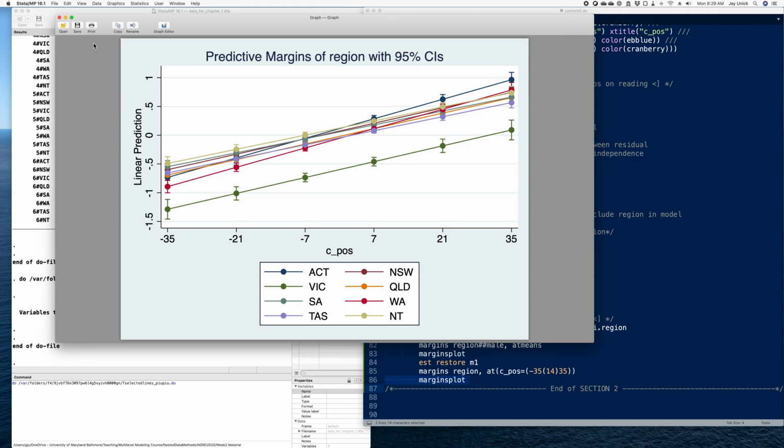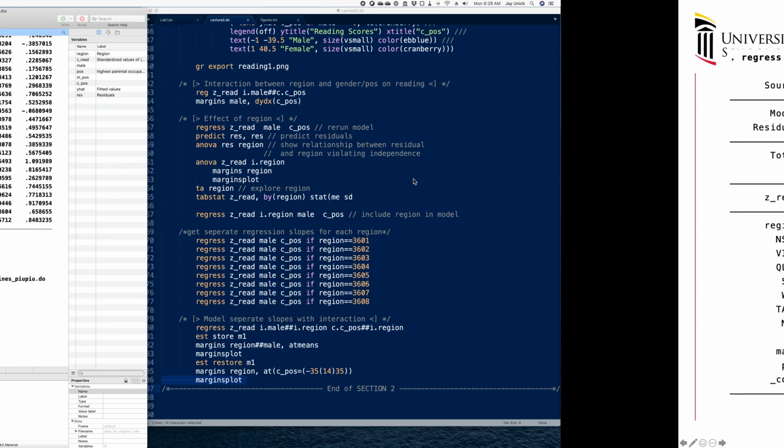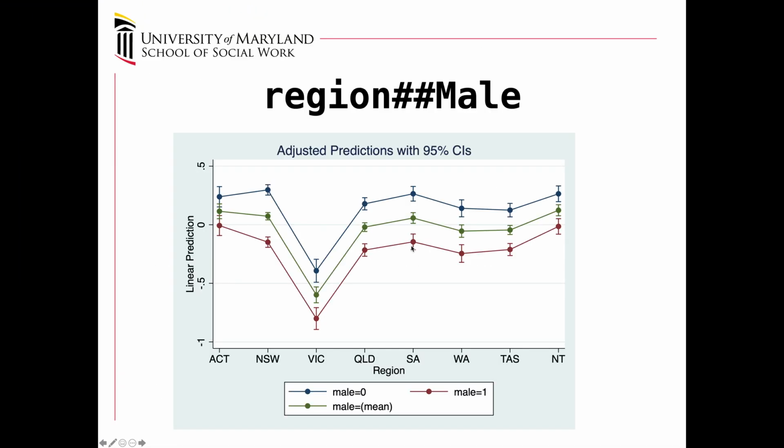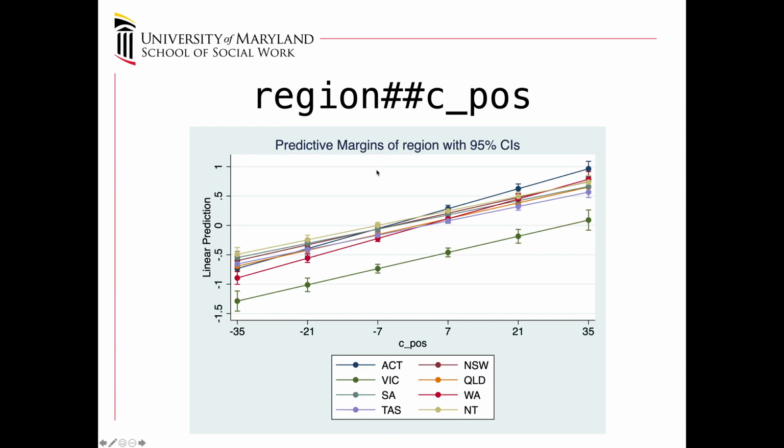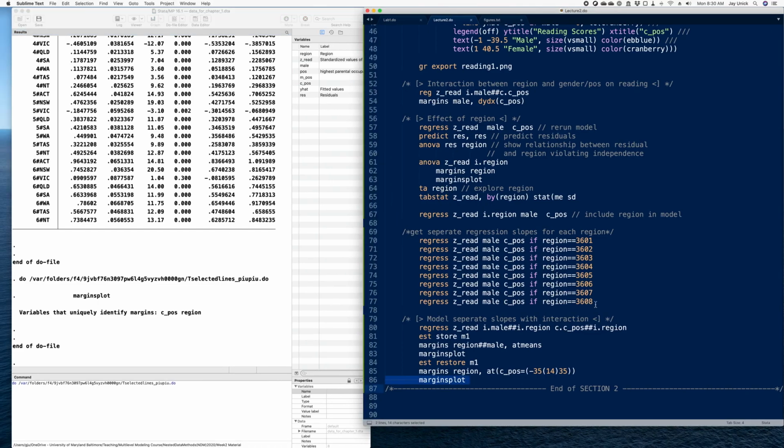So what we've done at this point is we have run models that allow us to look at, and I just put the plots here, the male plot and the CPOS plot. We've allowed each of the regions to have their own intercept, their own male slope, and their own slope for socioeconomic status. So now we've done the same thing that we did when we ran those separate regressions. When we ran a regression for each region, we got its own intercept, its own male slope, and its own CPOS slope. With the interaction, we've allowed, in one model, every region to have its own intercept, its own male slope, and its own CPOS slope.